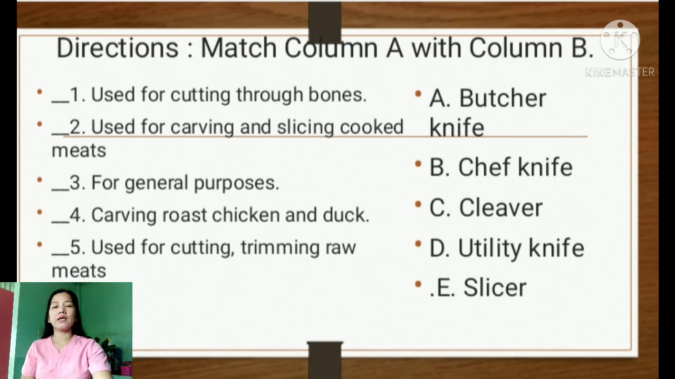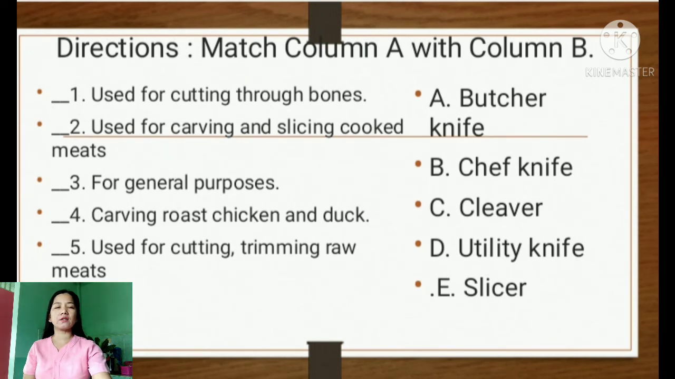The first statement: it is used for cutting through bones. Number two, it is used for carving and slicing cooked meat. Number three, it is used for general purposes. Number four, it is used for carving roast chicken and duck. Number five, it is used for cutting and trimming raw meats.